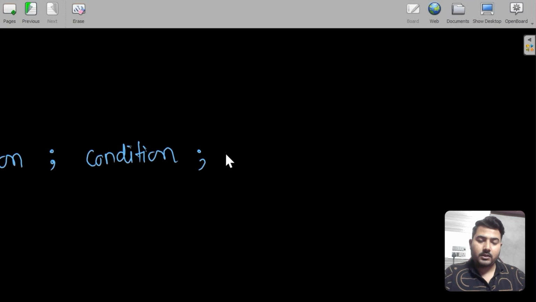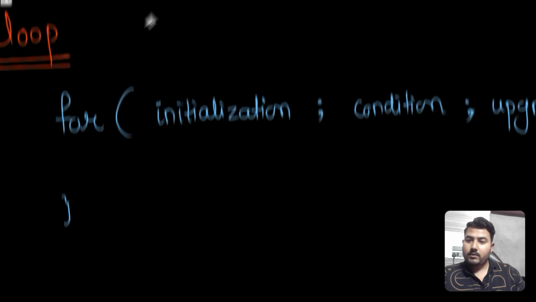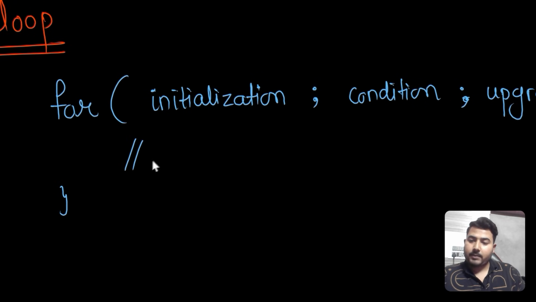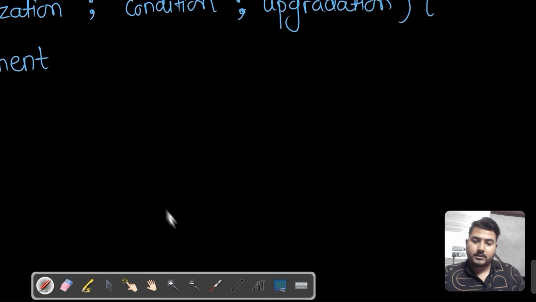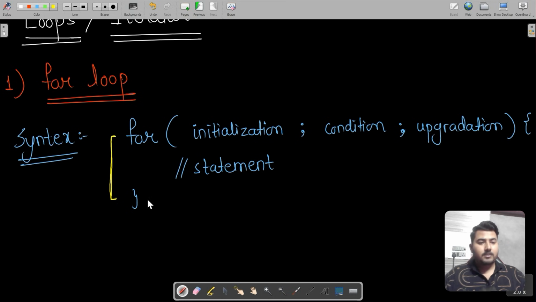And the third one is going to be, again put a semicolon and then put upgradation. That's it. Then in curly braces, we can simply mention any statement, one statement or some number of statements, totally up to us. From here to here, I'm mentioning these yellow squares to show that from here to here our loop is expanding. From here to here our loop exists.